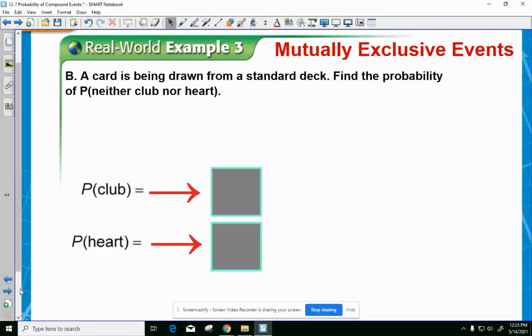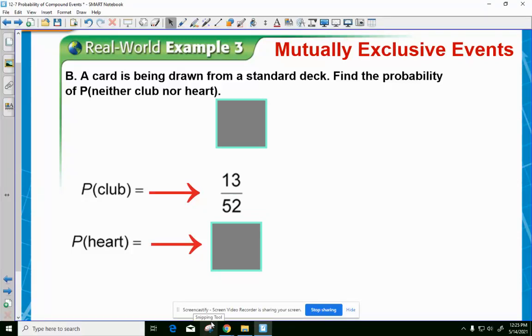Okay, so here, a card is drawn. Find the probability that it's neither a club nor a heart. How many clovers, let's call them. Is it called a club? Yes, it's called a club. How many clubs are there in the deck? You guys have no clue about cards. 13. Yes, poker, that's real. Okay.